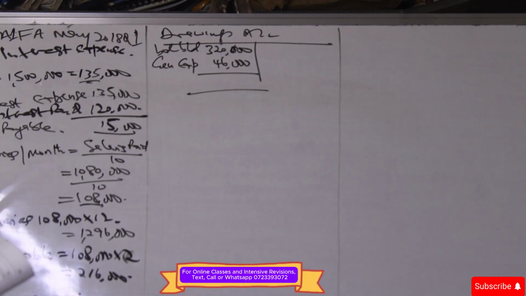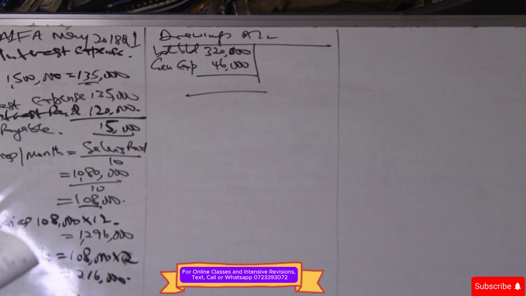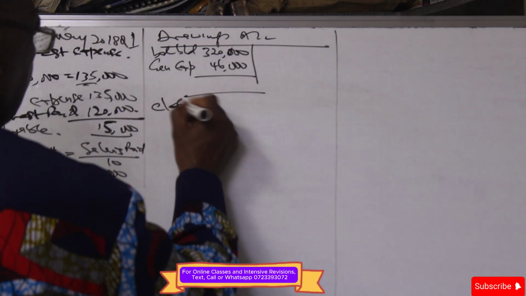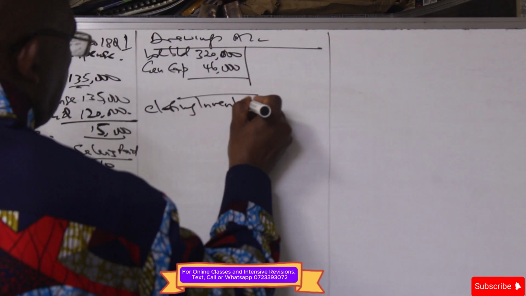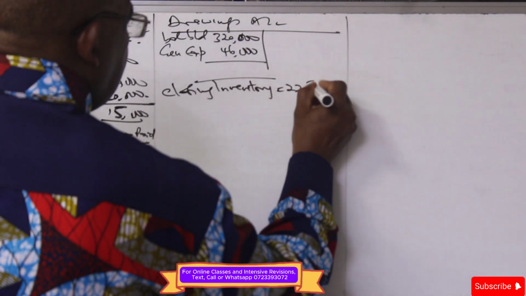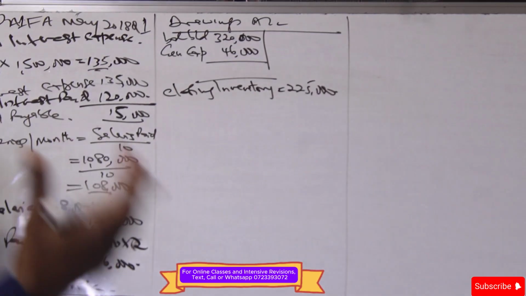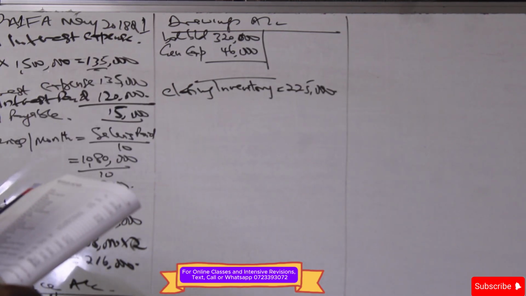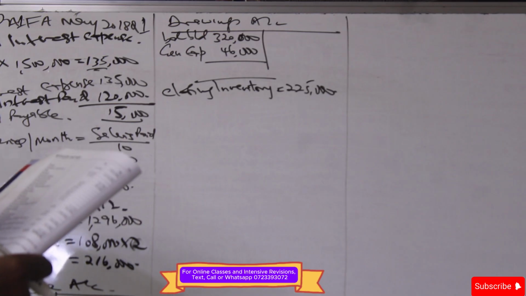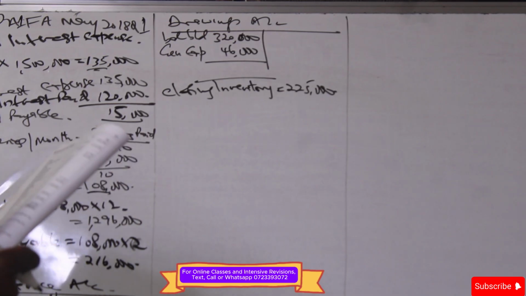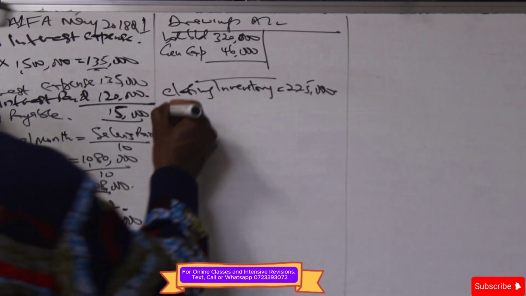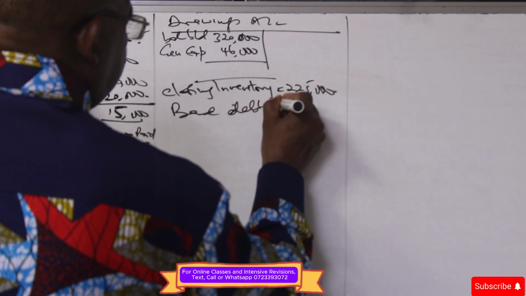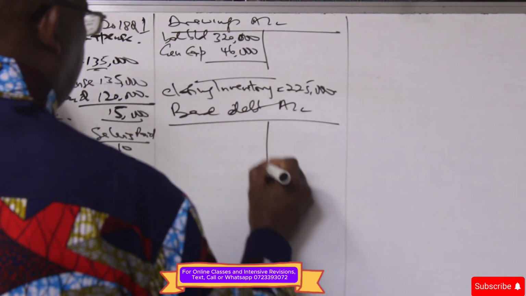Then we are told the closing inventory was 225,000. We know where to take it. It's a current asset and a reduction of cost of goods sold. A customer owing 54 had been declared bankrupt. This amount is to be written off in full. Then debtors, bad debt expenses account. We get a balance brought down of bad debt.